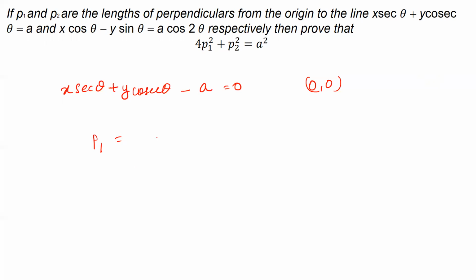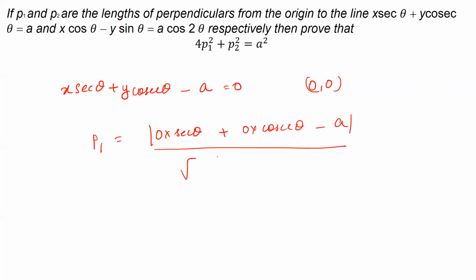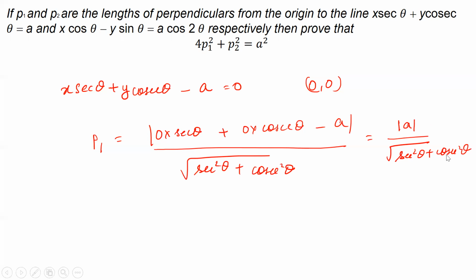So P1 is equal to mod of 0 times sec theta plus 0 times cosec theta. Remember that we have to replace x and y with 0 and 0, minus a, the whole inside mod, divided by root over sec squared theta plus cosec squared theta, the coefficients of x and y. So what do we get as P1 to be equal to? Mod of minus a or a, whatever you may want to write it down as, mod of a divided by root over sec squared theta plus cosec squared theta. This is what is P1.